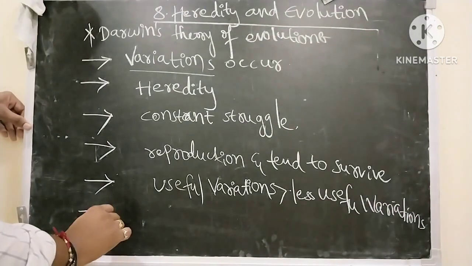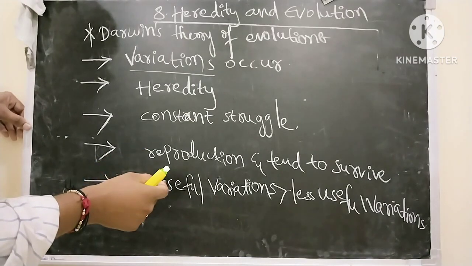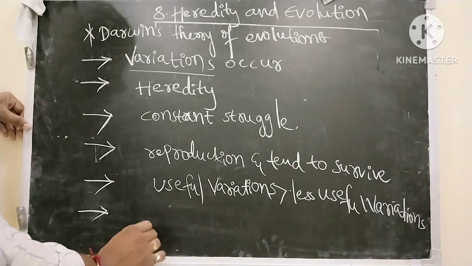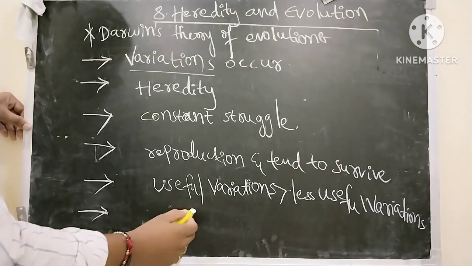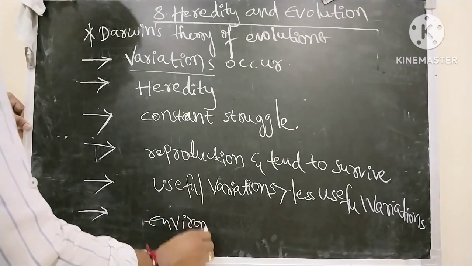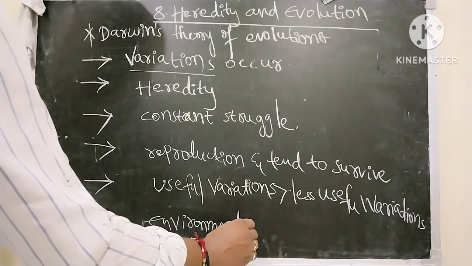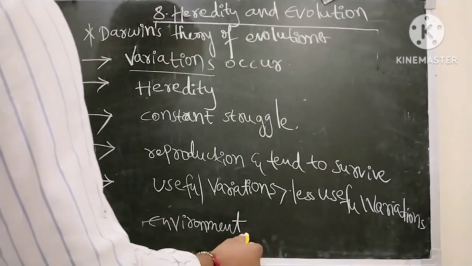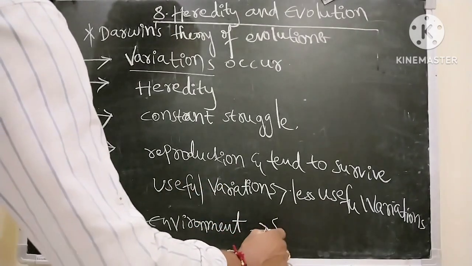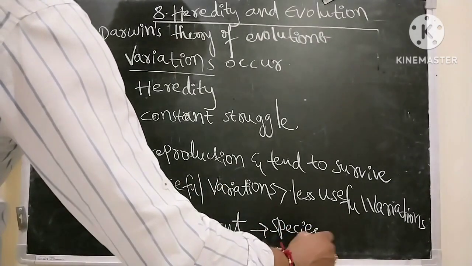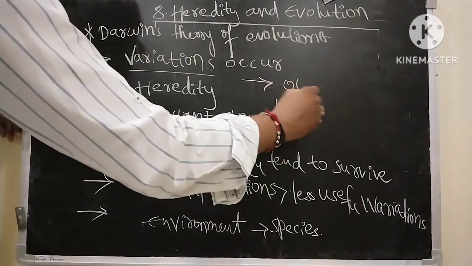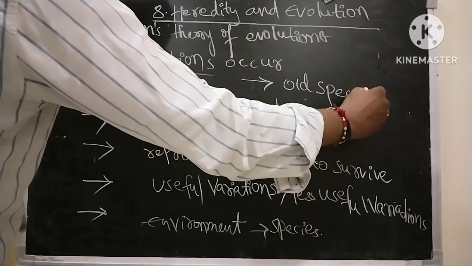Next, as a result of these variations, it leads to the formation of a new species because of the changes in the environment. As the environment changes, there will be appearance of some changes in the organism's body. As a result, it leads to the formation of a new species, and this new species is different from the previous or old species.